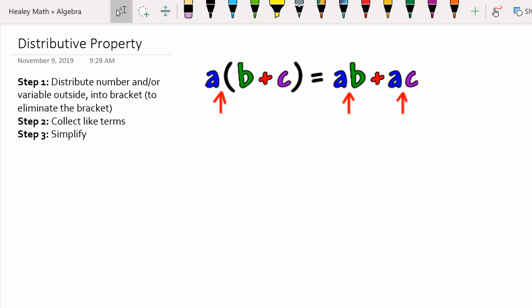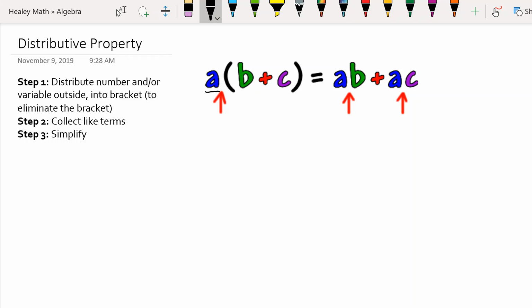In algebra today, we're going to be talking about the distributive property. The distributive property can be used when there is a number and/or a variable outside of the brackets. In this picture, we notice that we have a letter A outside the brackets. It can represent a number and/or maybe a variable. When there is a number or a variable, or both, directly outside the brackets, like we see here with letter A, it means that everything inside of the bracket is multiplied by that value.